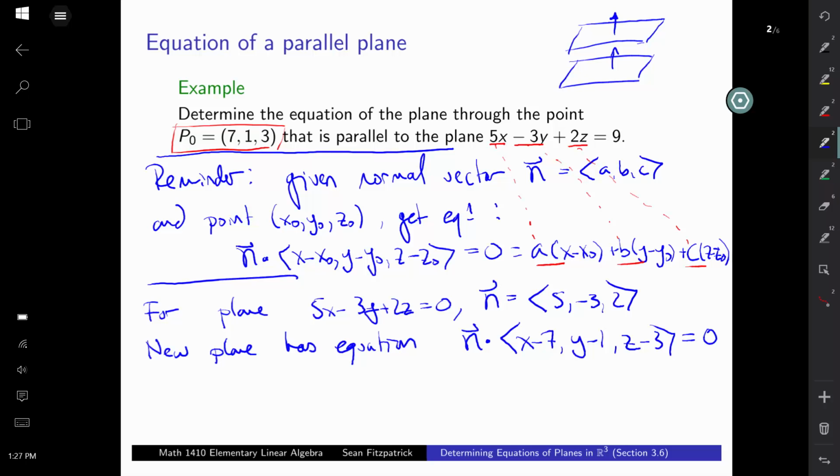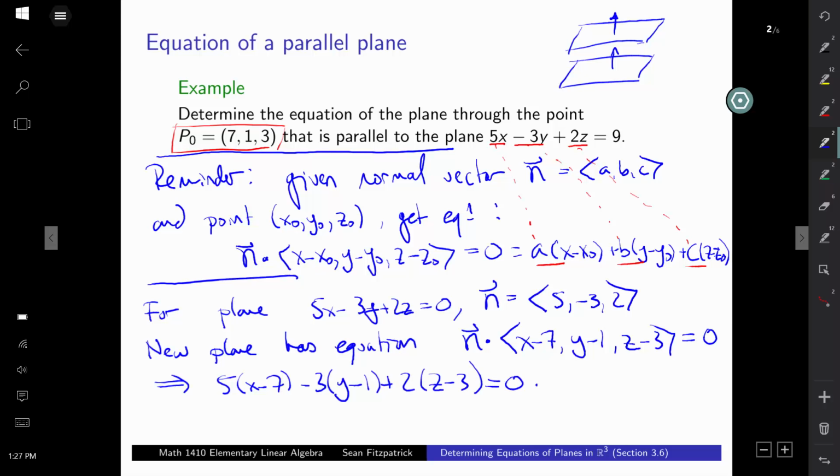And so what does that give us if we actually write things out? That tells me that 5 times x minus 7 minus 3 times y minus 1 plus 2 times z minus 3 equals 0. Okay, and there's nothing wrong with leaving your equation like that. If you want to simplify, you can, but there's nothing wrong with leaving it in that form. If we want to do one more step, we might say our equation is 5x minus 3y plus 2z is equal to, what are we going to get here? 35 minus 3 plus 6, so 38.